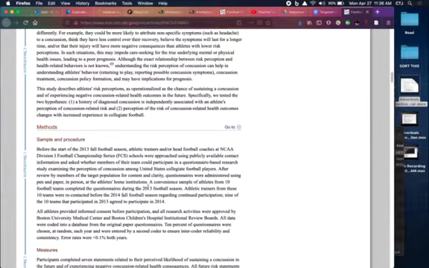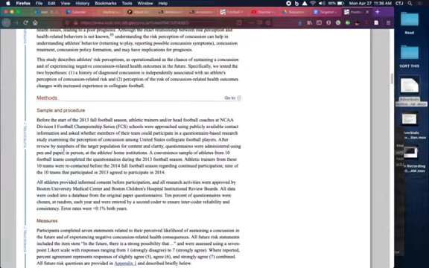Once you hit methods, everything resets. The methods are usually quite easy to understand. It moves fast, but usually the concept is fairly easy. So we have NCAA, blah, blah, blah, school's approach, blah, blah, blah. We talk to these people. We want to examine perception of concussions among these football players.